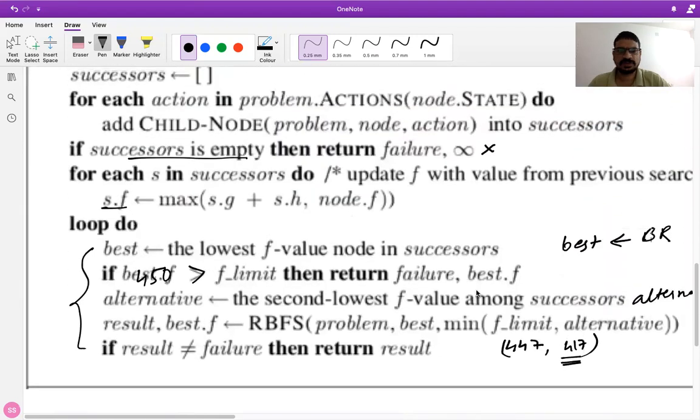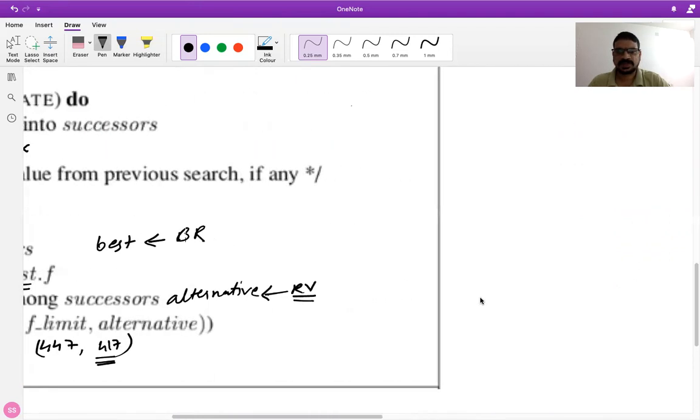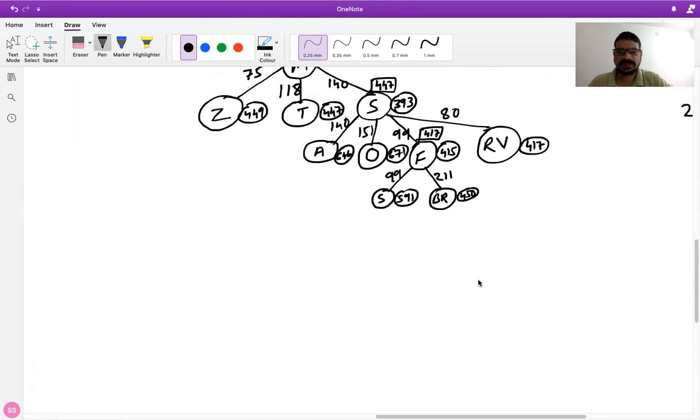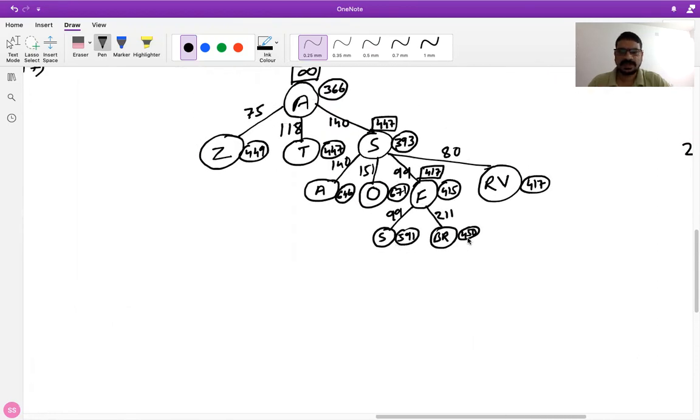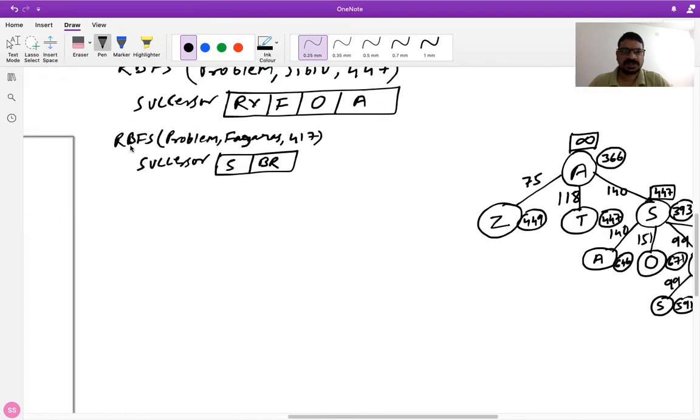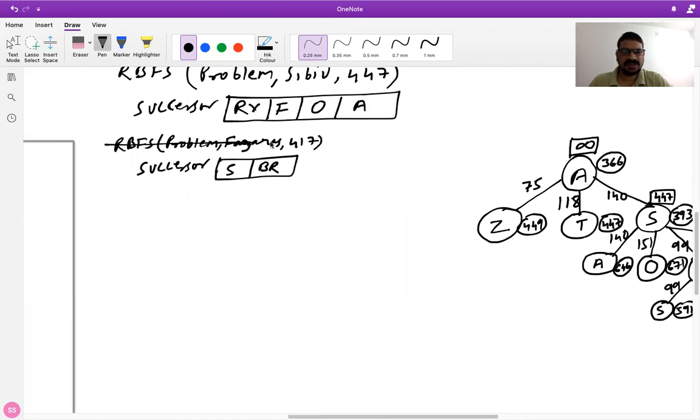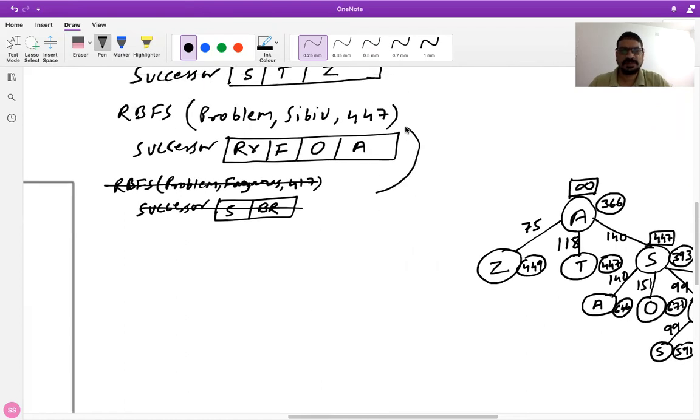So what do we do if the condition holds? If the condition holds, we will return the failure and return the best of F. What is my best of F? Who is the best? 450 is the best. So 450 will be returned, and this 415 will change to 450. And because this returns the failure, we will go to the previous one.